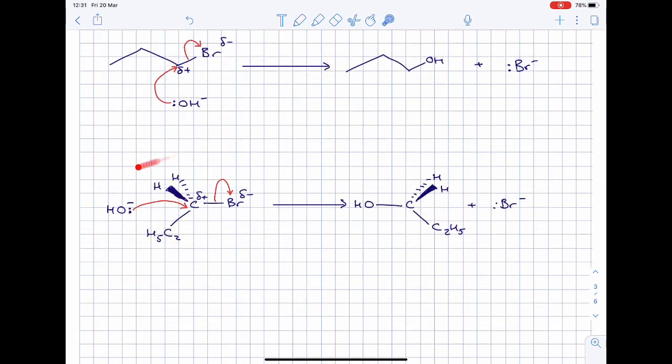So as you can see, I've drawn a different version of this mechanism here, and it shows the shapes of the haloalkane and the alcohol. You don't have to draw this in the exam, but I thought you'd be interested to see that in the mechanism, the hydroxide ion attacks the carbon on the haloalkane from the rear, and as this approaches, it repels all these bonds forwards, pushing this pair of electrons towards the bromine, and this bond breaks.